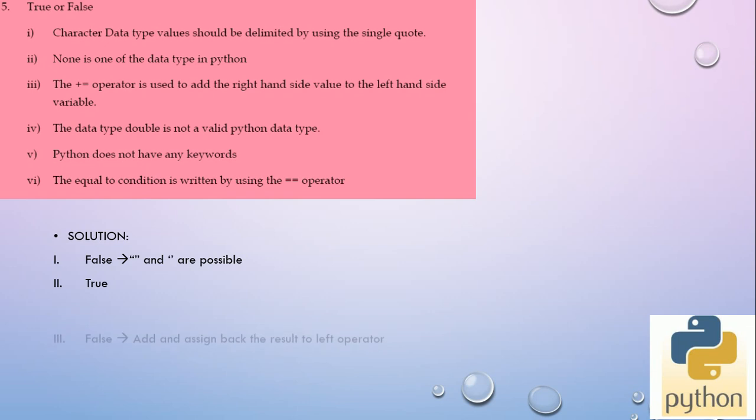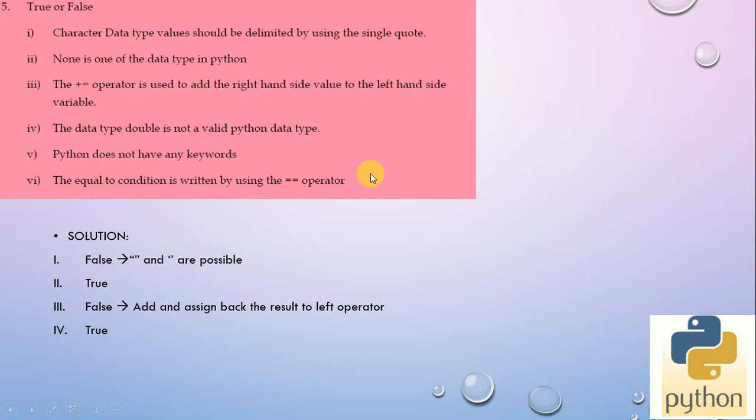Third question, the addition and assignment operator is used to add the right hand side value to the left hand side variable. It is false. Why? Because it adds and assigns the result back to the left operand, not to the right. Then fourth one, the data type double is not a valid Python data type. Answer is true because we don't have a double data type.